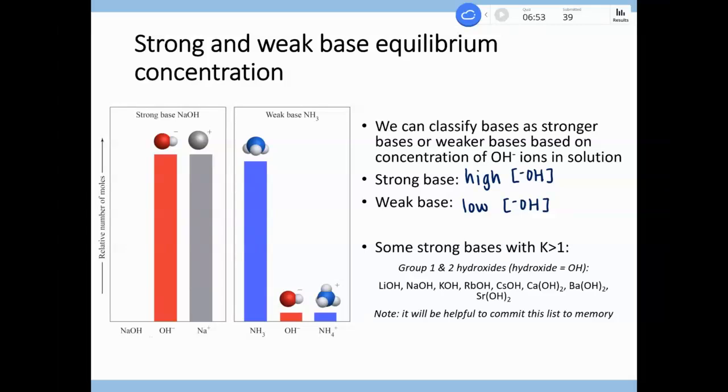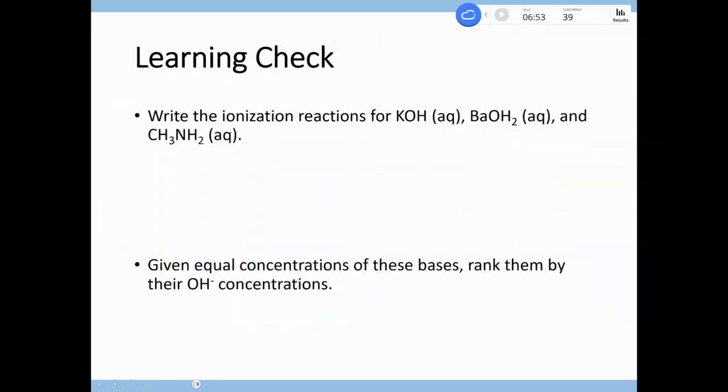Okay, let's do this next question. So you are writing ionization reactions for potassium hydroxide, barium hydroxide, and CH3NH2, which is called methylamine, but you don't need to know that name. So let's do the first one together.